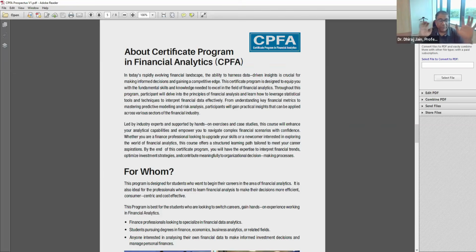Here, as far as the program is concerned, it will not just be the faculty members at NISM who are very highly experienced, but it will also be the people from the industry who will be taking up these sessions. Of the total number of papers that we have, almost half are taken by market experts, and half will be taken by the full-time faculty members at NISM.